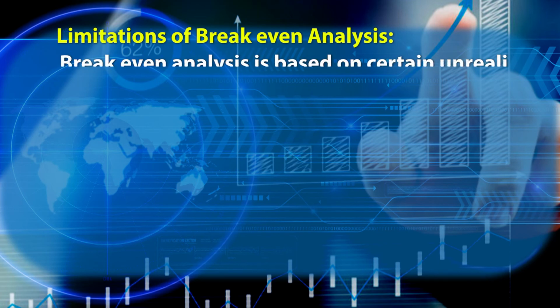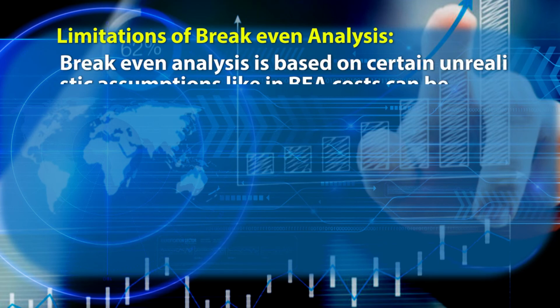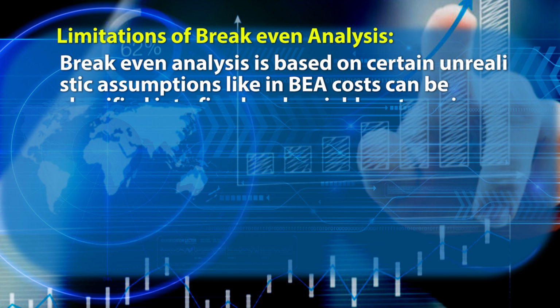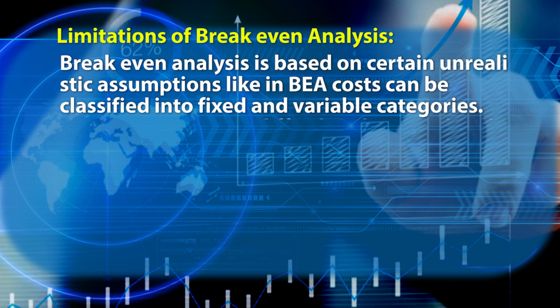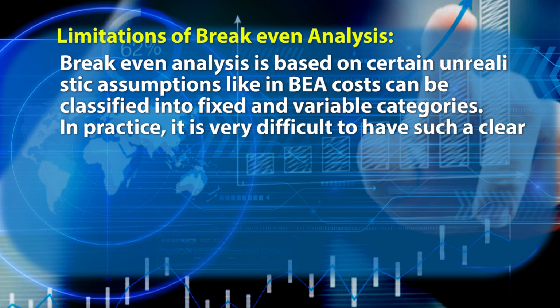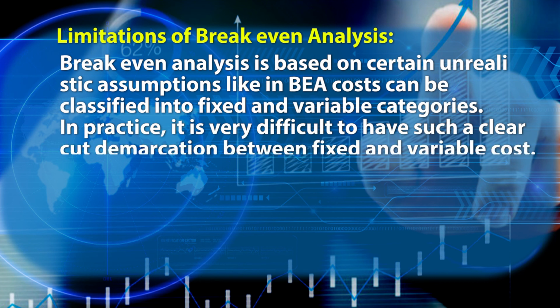Break-even analysis is based on certain unrealistic assumptions. In break-even analysis, cost can be classified into fixed and variable categories. In practice, it is very difficult to have such a clear-cut demarcation between fixed and variable cost. The analysis assumes that fixed cost remains constant. However, in reality, it may change. Variable cost may not always vary directly proportionately to the volume. The assumption that the selling price remains constant is not valid.